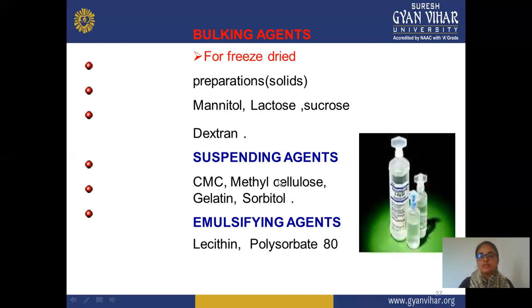Next is a suspending agent. In this, sodium carboxymethyl cellulose, gelatin, and sorbitol are used. Means mainly polymers are used as the suspending agent of the parenteral formulation. Next is the emulsifying agent, and examples of this emulsifying agent are lecithin and polysorbate 80. So these are the examples of this emulsifying agent.